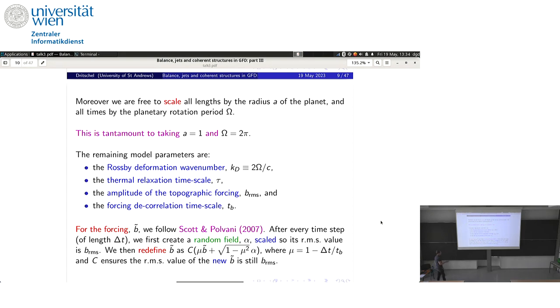The remaining parameters, there's 4 parameters here in this simplest of all systems. The key one that is a physical parameter here that you have to always have, and you can take this KD to 0, which will be the barotropic model, is the Rossby deformation wave number. Call it the deformation wave number. It has wave number. Length is C over 2 omega.